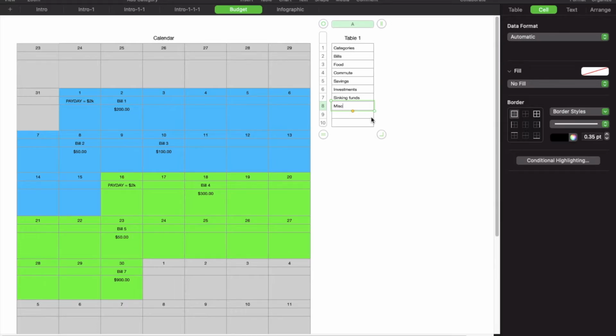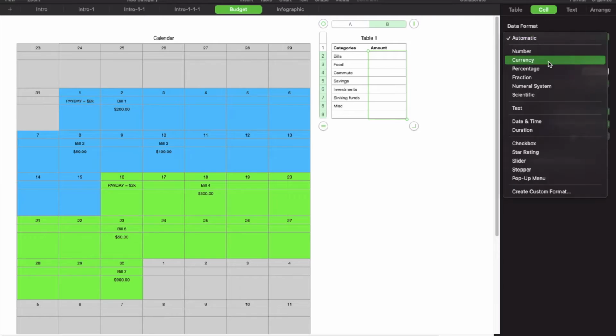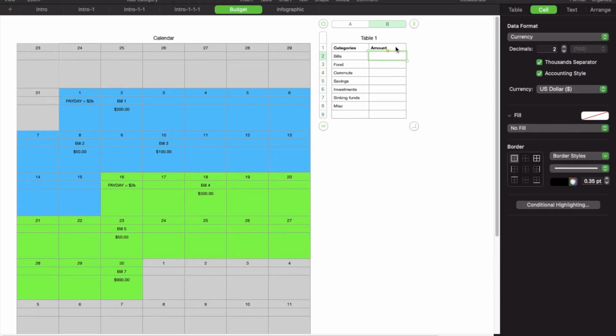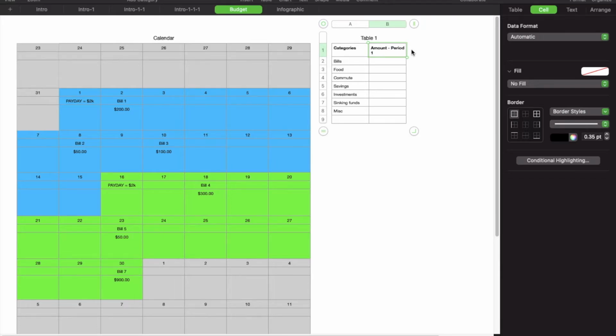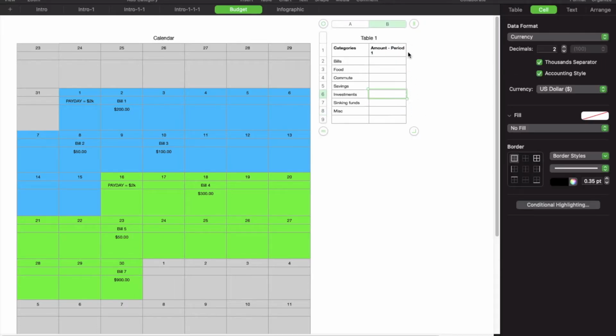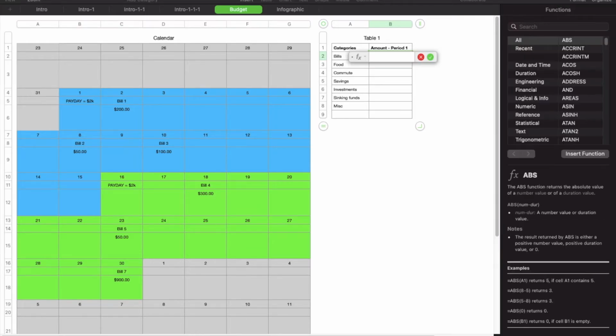Now that we've got our budget categories, we need to fund those categories. And to do that, we're going to need another column. This column will show the amount we plan on spending in each category during the first 2-week budget period of our monthly budget. The first category we're going to fund is bills, and we're going to do this by just looking at our calendar and adding up the bills in period 1.